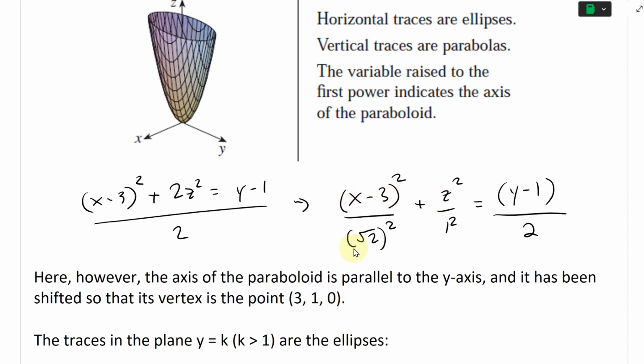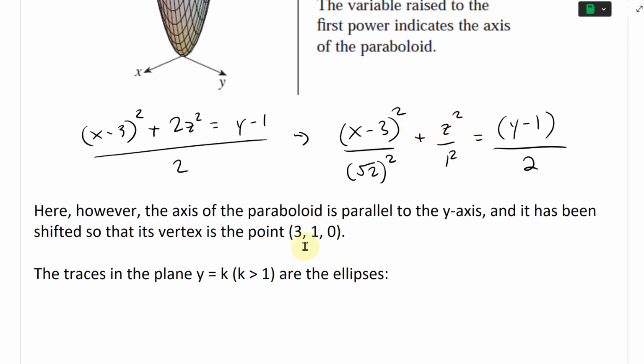And when you have this minus there, it basically says that to get to x equals 0, you need to put x equals 3. So you are basically shifting everything. And to get to y equals 0, you need to put y equals 1. And then the z is not shifted, so it's 0.